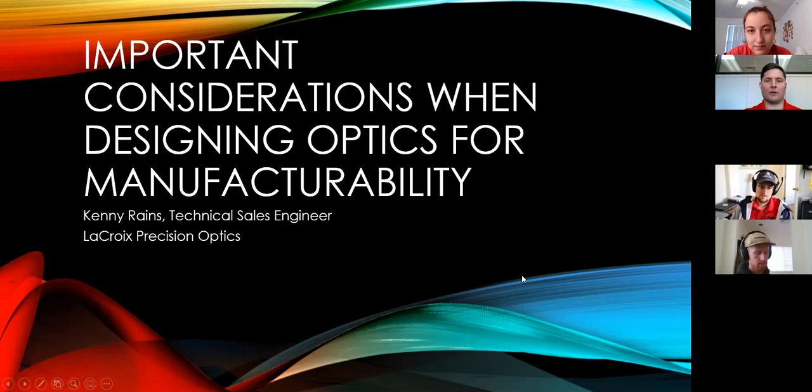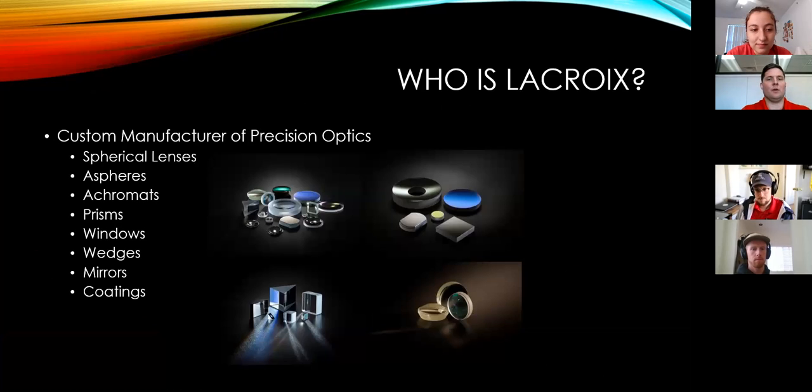So this is important considerations when designing optics for manufacturability. My name is Kenny Rains, and I work at LaCroix Precision Optics. I've been here for about 5 years now. So who is LaCroix? We are essentially an optics manufacturer. We manufacture spherical lenses, aspheres, achromats, prisms, windows, wedges, mirrors, and we do our own coatings. We work with optical glass, fused silica, and filter glass specifically.